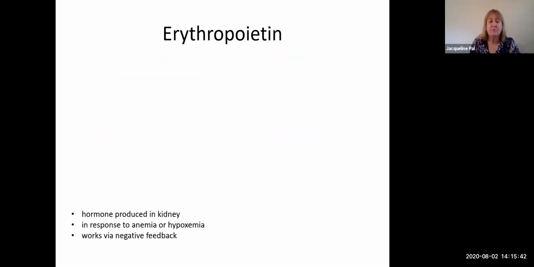All right. So that brings me to something called erythropoietin. And erythropoietin is a hormone that is made in the kidney. And it's made in the kidney when one of two things happens. Either your body has anemia or it has hypoxemia. So emia means blood, okay? Hypo means not enough, and the ox means oxygen. So hypoxemia means low oxygen in your blood.